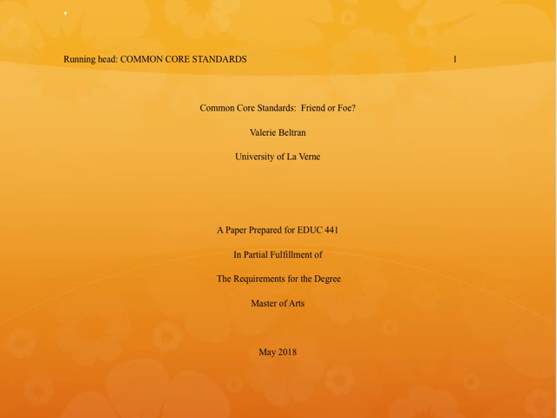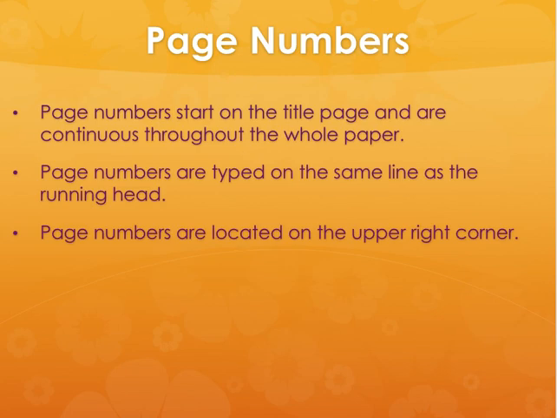Right? Here's your sample. So yours, whatever your title is, put your name there. Don't put my name, put your name. And then the rest should be the same. So let's talk a little bit about page numbers. As I've already told you, they start on the title page. They're continuous throughout the whole paper. They're on the same line as the running head, and they're located in the upper right corner. Always, always, always.